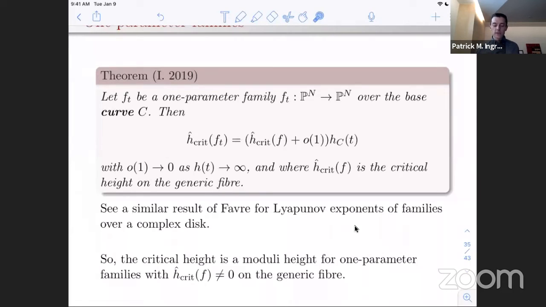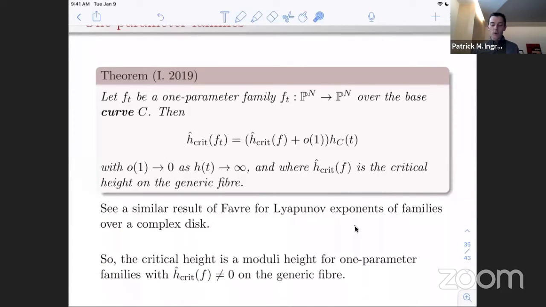The first case is a little bit artificial, but if you take a one parameter family of endomorphisms of Pn, you can show that the critical height varies very naturally with respect to the height of the parameter. And so this is a variation on a result on variation of canonical heights from Joe Silverman's thesis for heights of points on elliptic surfaces, heights of sections, right? So the points on the elliptic curves.